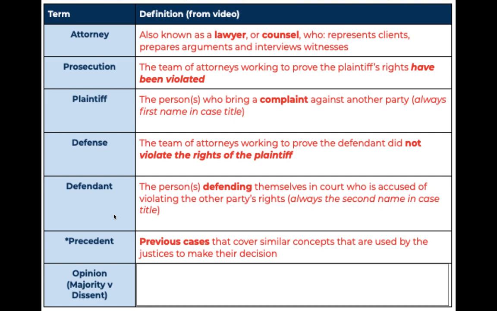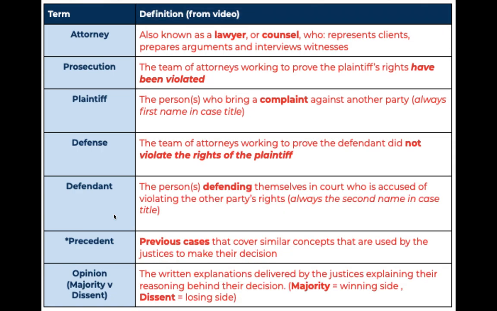You've heard that word before, but in the case of a courtroom, the opinion is the written explanations delivered by the Supreme Court justices explaining their reasoning behind their decision. There are two types of opinions: the majority, which is the winning side, and the dissent, which is the losing side. So again, majority. Why? Because more of them voted on that side. Dissent, the dissenters, they are the losing side. Both of them write their positions out, and that's what gets published to the world.